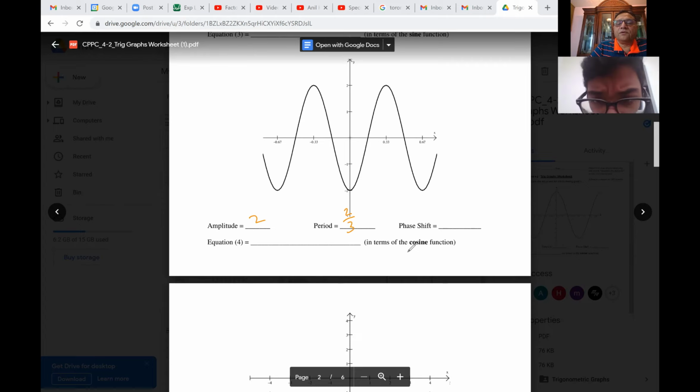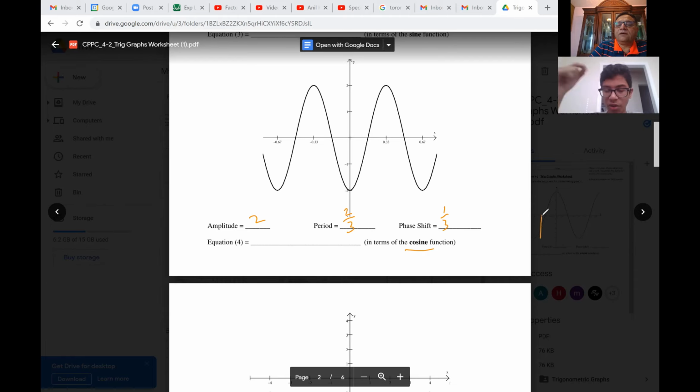And then your phase shift is... no, there's no phase shift. Oh no, cosine. Oh yeah, it's cosine, my bad. Yeah, there's a phase shift, 1/3, right? Yeah, 1/3. And then your equation is just y is equal to 2 times cosine of 3 times x.